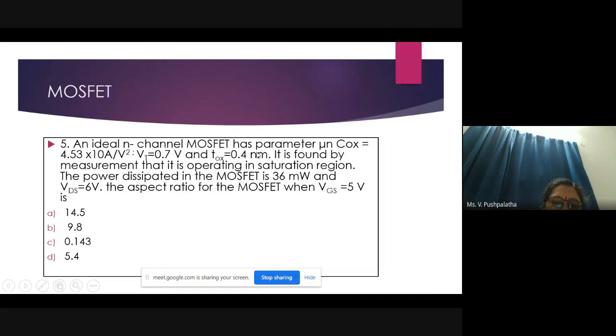So in that case only we can use this Tox. Otherwise, it's not needed. Okay, please don't get confused with the Tox. You need to check the formula carefully, right? Mu n Cox equal to 4.53 value they had given, right? So now let me solve this.